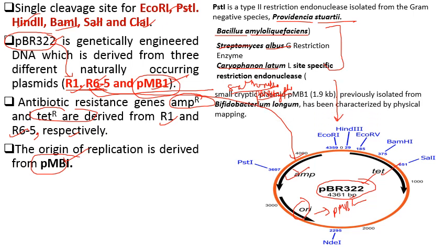And this pMB1 was previously isolated from the bacterium Bifidobacterium longum, and has been characterized by physical mapping. So it was first isolated from this bacterium, that is Bifidobacterium longum.